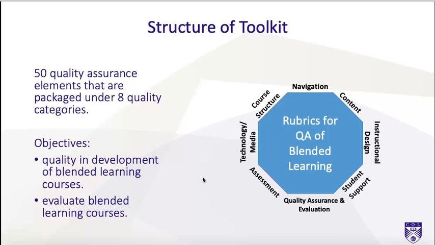The rubric guide presents blended learning as a mode of delivery that lies on a continuum of various possibilities of blends of face-to-face and online learning. It defines 50 quality assurance elements that are packaged under 8 quality categories. These 8 categories are navigation, content, instructional design, course structure, student support, technology / media, assessment, and quality assurance and evaluation.